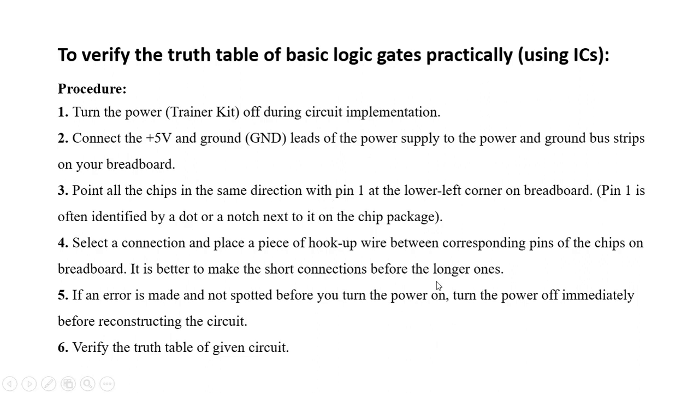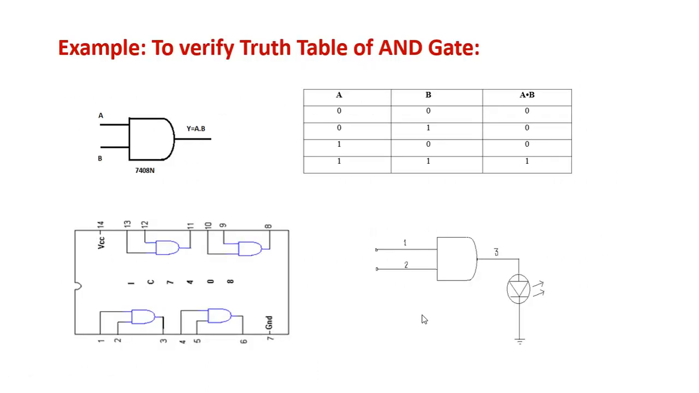Then you have to point all the chips in the same direction with pin 1 at the lower left corner on the breadboard. And then you have to select a connection and place a piece of hook wire between corresponding pins of the chips on the breadboard. We will do all these steps one by one, and then finally we have to verify the truth table of the given circuit. So how to do this?